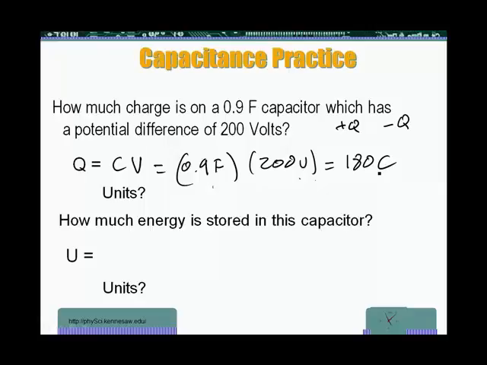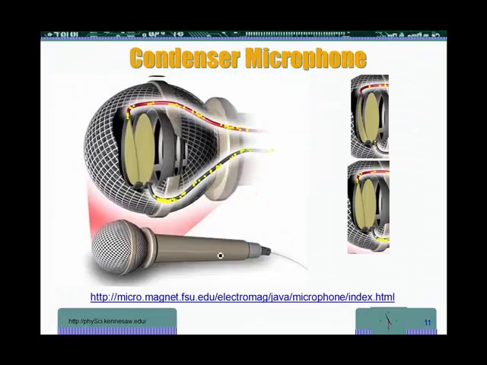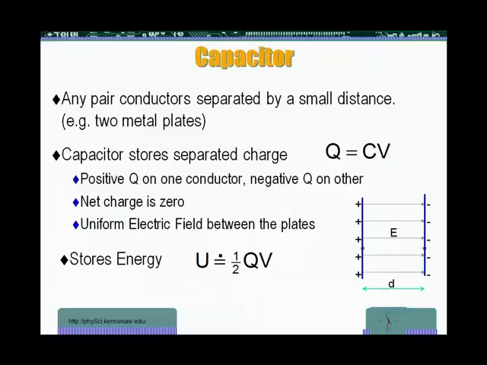How much energy is stored in the capacitor is 1/2 of CV, no, what did I say? 1/2 of QV. Okay, my memory did fail me there. That's the equation. It's 1/2 of Q times V.